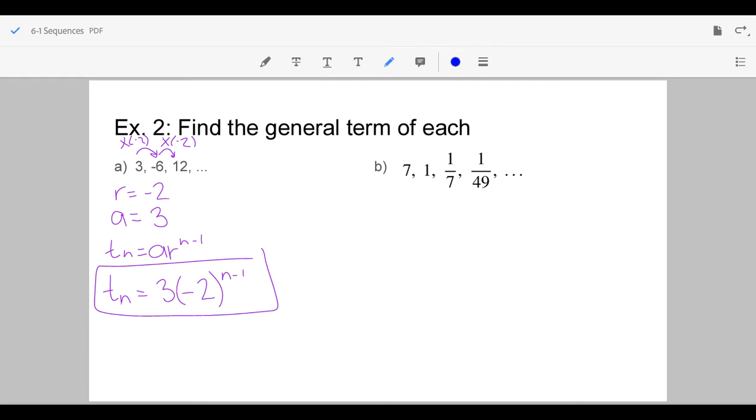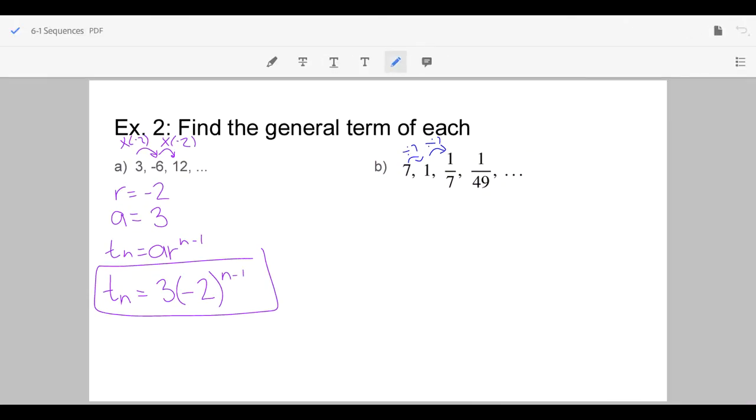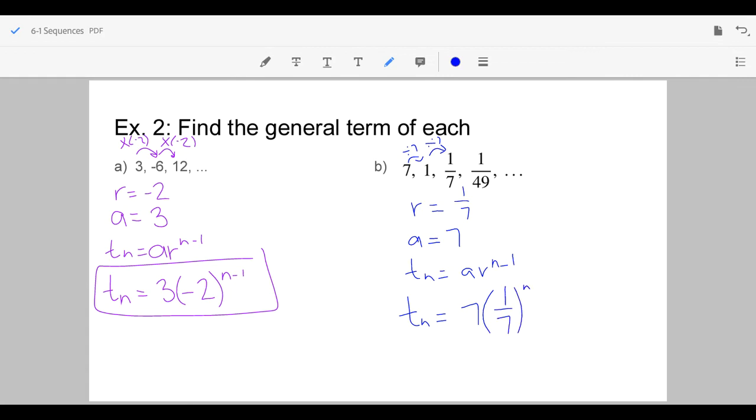Now the next one, to get from 7 to 1, and 1 to 1/7, and 1/7 to 1/49, we are dividing by 7 each time. Which means that our r value is equal to 1/7, because we're multiplying by 1/7 in order to divide by 7 each time. A is term 1, which is 7, and we're going to find our general term. So our equation looks like this, n minus 1. So in this case, term n is equal to a, which is 7, times r, which is 1/7, to the exponent n minus 1.